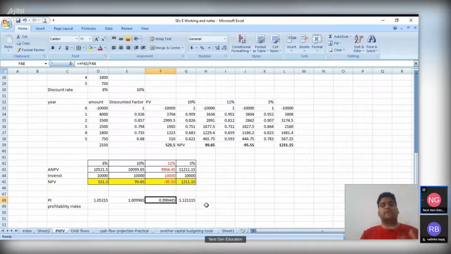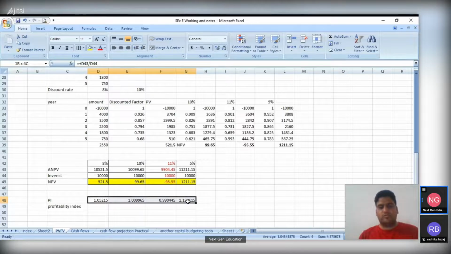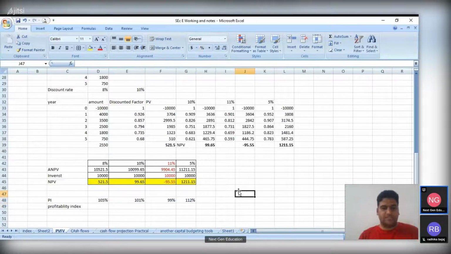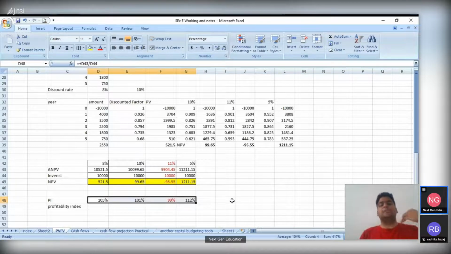And here you are in the loss. Loss means you are not even getting the 100%. This formula can also be used as your percentage value. Your profitability index is 105, 101, 99%, or 112. So this is actually your loss, but everything else is profit. So if your NPV is positive, definitely you are in profit. But if you want to calculate in terms of percentage, just divide the NPV by your initial investments.